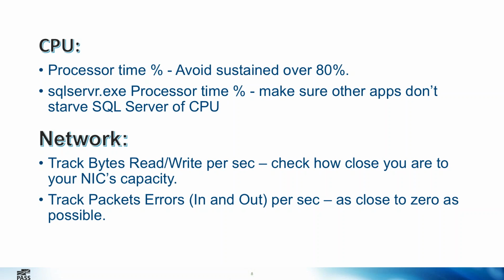So like I said, for the processor time percentage, and again this is my opinion, avoid sustained usage over 80%, that's when you really should take a closer look at it. For the SQL processor time, make sure that it's not other apps that are starving SQL of CPU. For the network, if you know your NIC capacity and the capacity of the link, then make sure that you're not going all the way to the capacity and saturating the network card. And you obviously want to have the errors in and out per second as close to zero as possible.